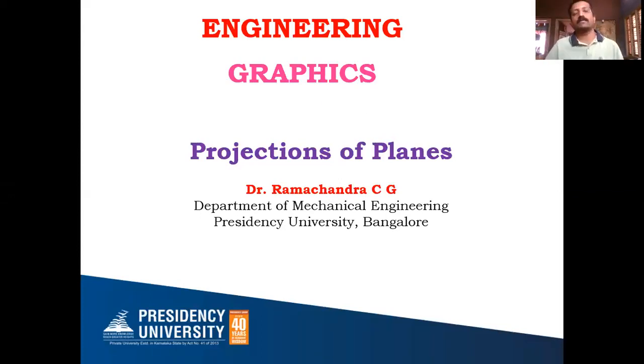In the previous class, we started with projection of points. We discussed how the points can be placed in any one of the four quadrants, how to draw the front view and top view, and we also discussed the side view. A point, as all of you know, is a dimensionless object. Later, I added the one-dimensional object, that is a straight line. The straight line we have also discussed.